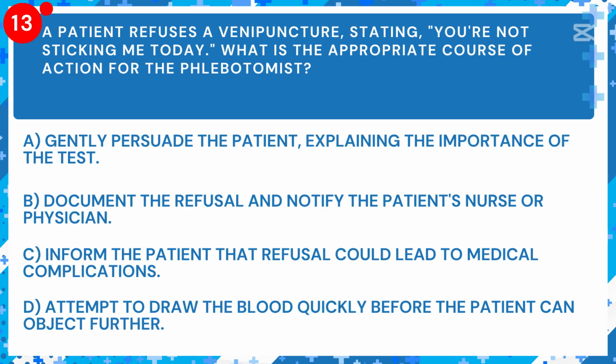Question 13. A patient refuses a venipuncture, stating, "You're not sticking me today." What is the appropriate course of action for the phlebotomist? A. Gently persuade the patient, explaining the importance of the test. B. Document the refusal and notify the patient's nurse or physician. C. Inform the patient that refusal could lead to medical complications. D. Attempt to draw the blood quickly before the patient can object further.